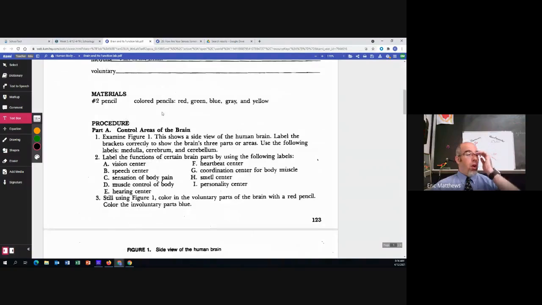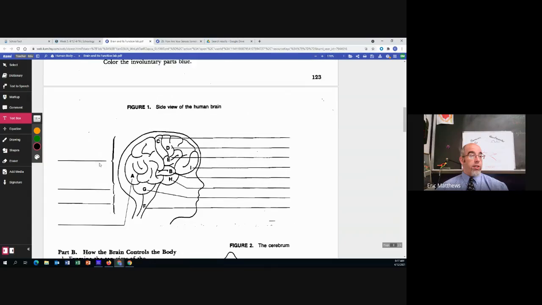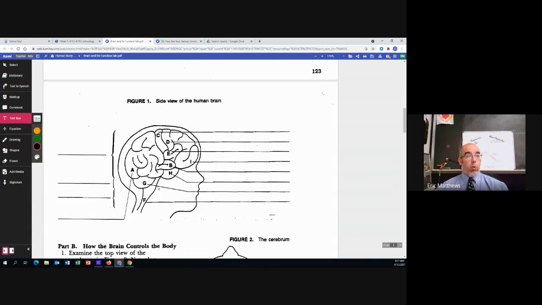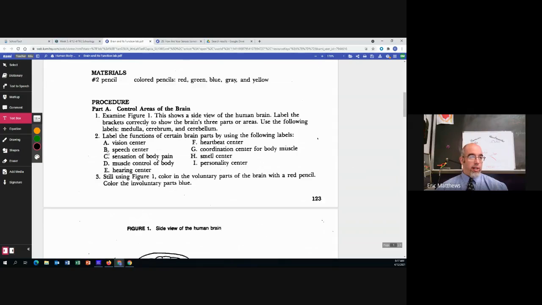Then it's going to want all sorts of colored pencils or markers. You're going to be labeling different things. Whoa, craziness. All right, so what does it actually boil down to? First things first. We're going to label what all these different parts of the brain are. Now, when you look at them, you may think, oh my God, how am I supposed to know what all of those are? It's labeled for you right here.